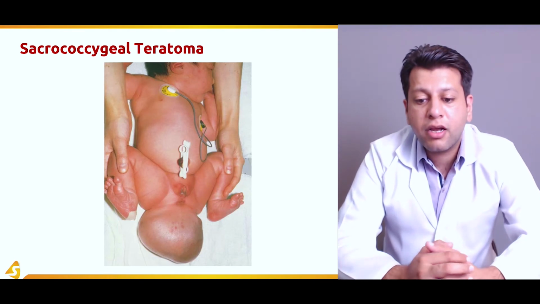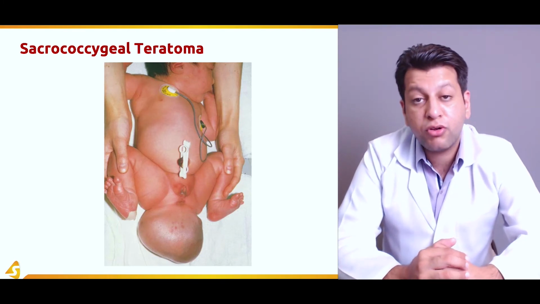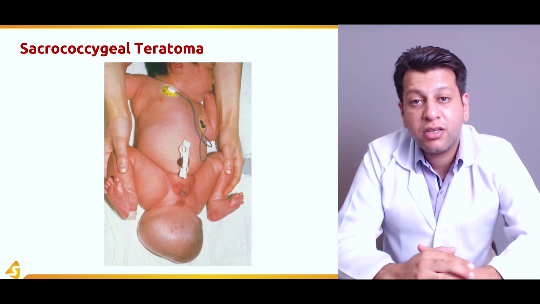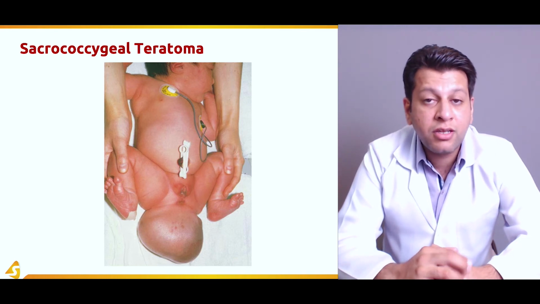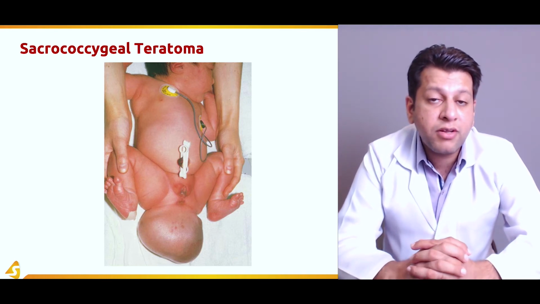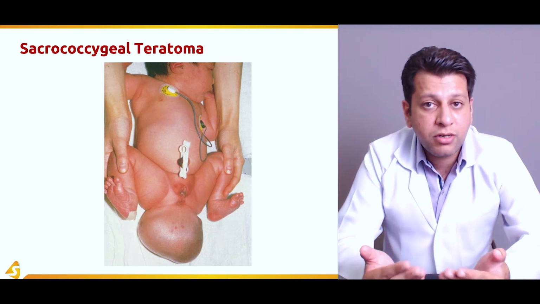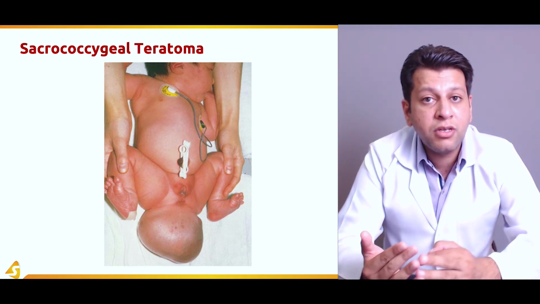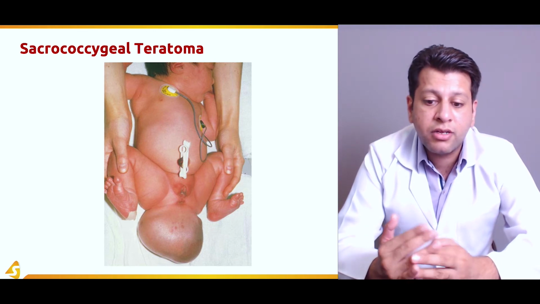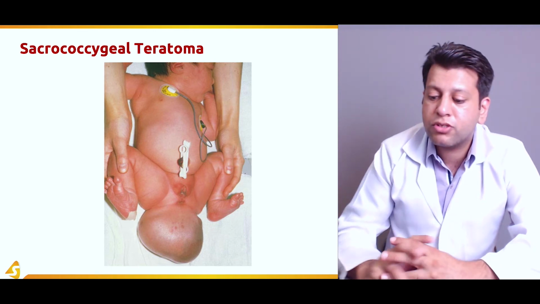This is the diagram of sacrococcygeal teratoma. Now you must be thinking why it is only in the coccygeal region. Remember, I told you that the primitive streak forms the caudal one third of the embryo, and caudal one third would mean mainly the limbs and the sacrococcygeal area. So this results in sacrococcygeal teratoma.